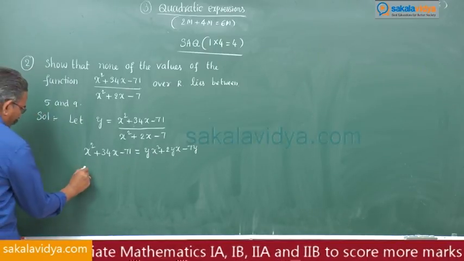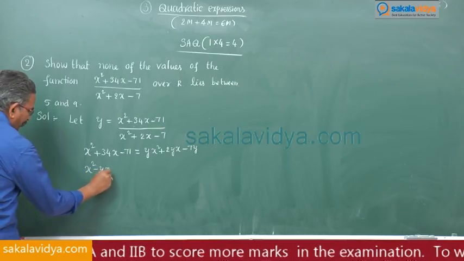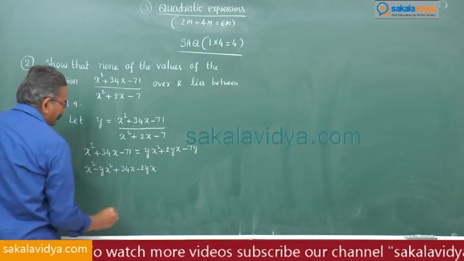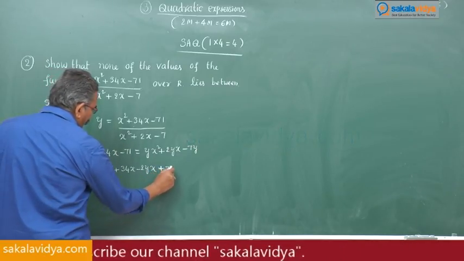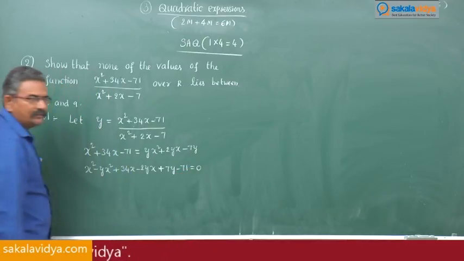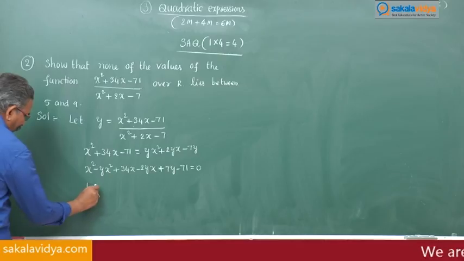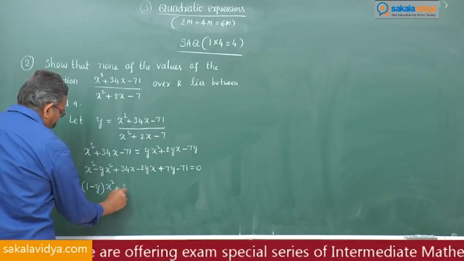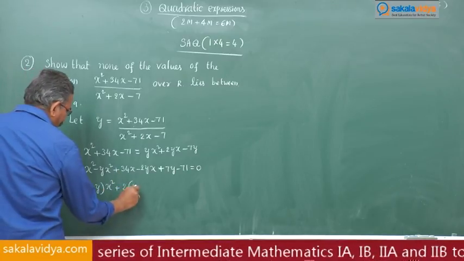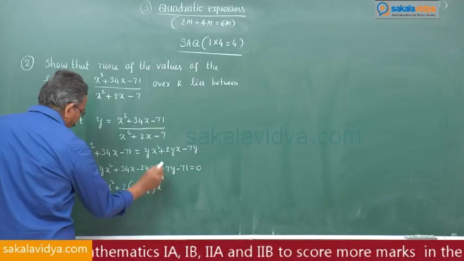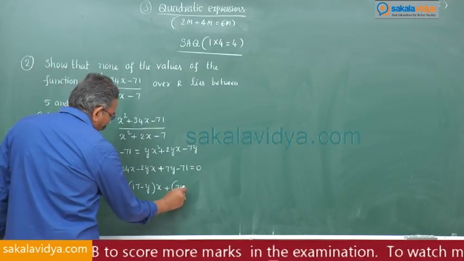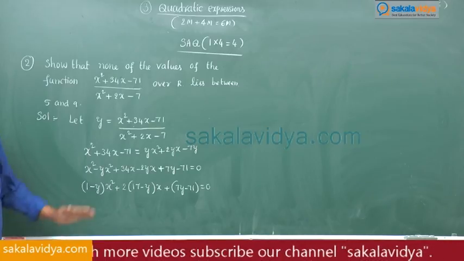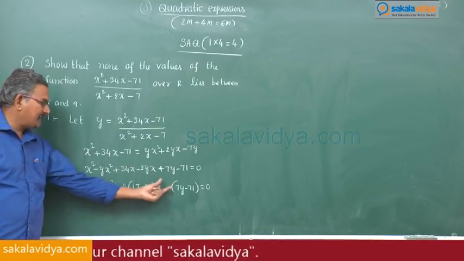You bring this to one side: x square minus yx square plus 34x minus 2yx plus 7y minus 71 is equal to 0. So, now (1 minus y) of x square, here 2x common, 2 of (17 minus y) of x, plus 7y minus 71 equal to 0. This is a quadratic equation in x, it is in the form of ax square plus bx plus c is equal to 0.